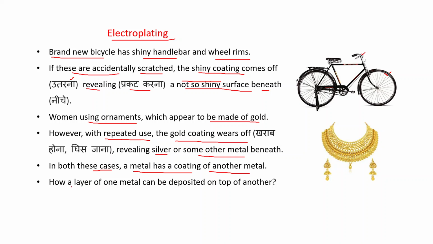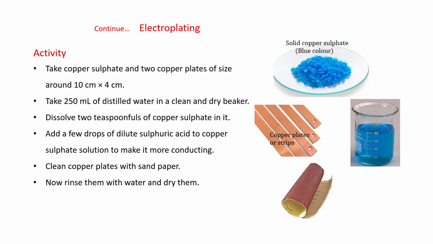In both these cases, a metal has a coating of another metal. Now, the question arises: how can a layer of one metal be deposited on top of another? Let us see one activity.